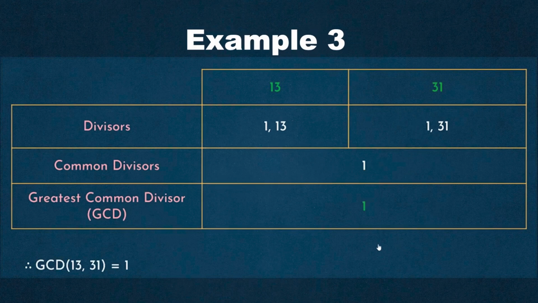Next example: 13 and 31. The divisors by default are 1 and 13, and in case of 31, 1 and 31. Both are prime numbers. When we find the GCD of numbers that are prime, only one common divisor will be there, that is 1. 13 and 31 are both prime numbers, so they are known as co-prime. In the case of co-primes, you generally get 1. So GCD of co-primes is equal to 1.